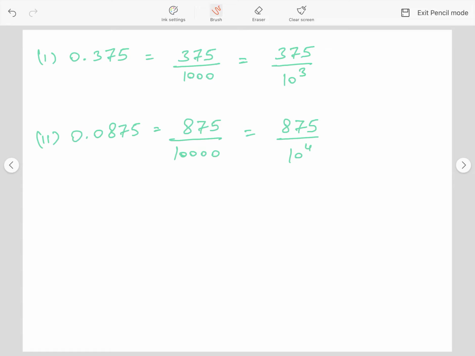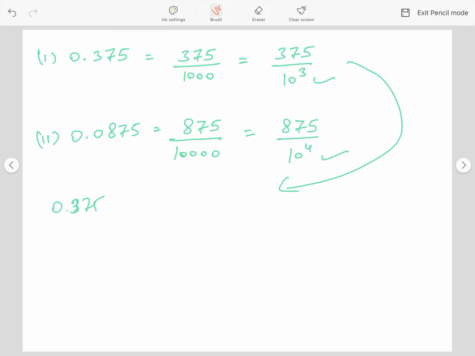So we can see that these can be expressed as rational numbers whose denominators have 10 raised to some power, and further we can write them in their prime factorization form. So we can take the first example, 0.375.